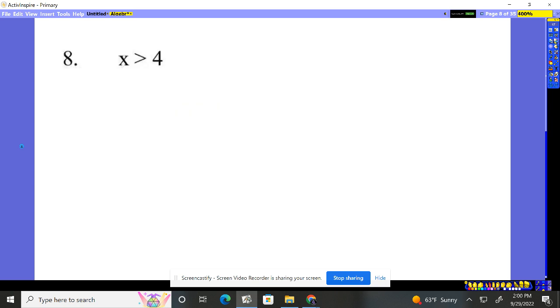Interval notation is easier, personally, and that's what we sort of like. But we need to know how to change back and forth. Number 8 gives me an inequality. Now, let's think.